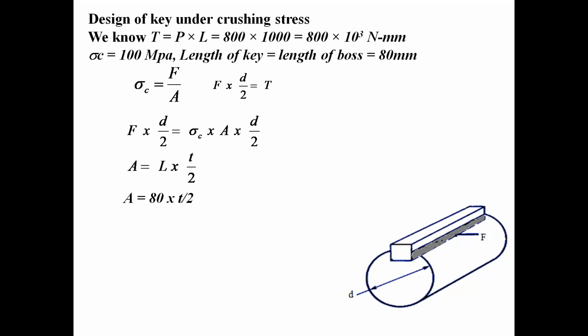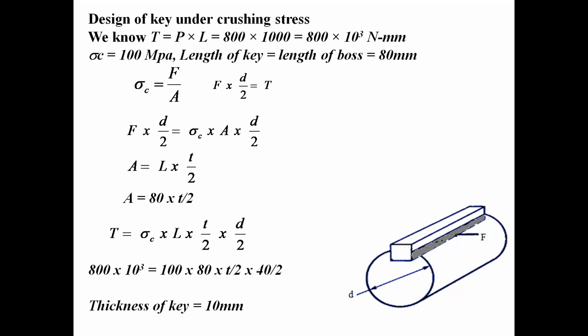Now we know that the length of the key is 80, which is the length of the boss. We have considered the safest value. So if you put all that together, torque equals sigma c into L into T by 2 into D by 2. Now put all the values. So 800 into 10 power of 3 becomes 100 into 80 into T by 2 into 40 by 2. From this we can get the thickness of the key as 10 mm. By this way, we can design the key also.